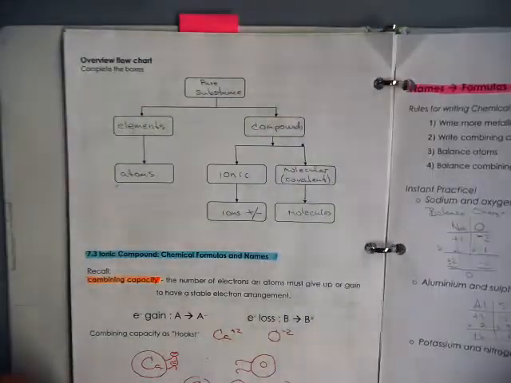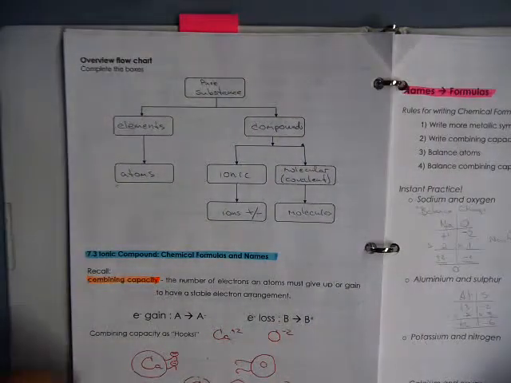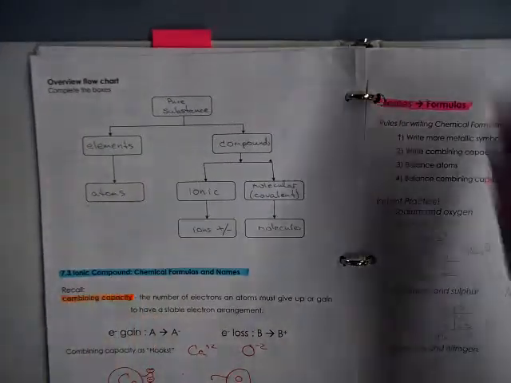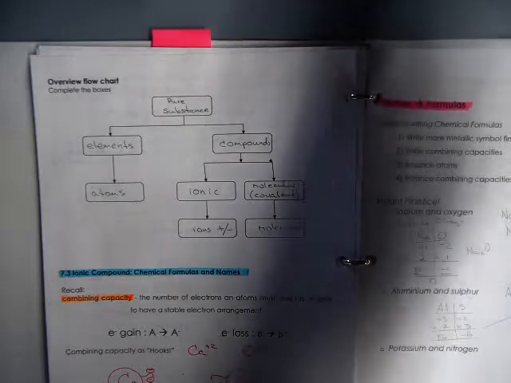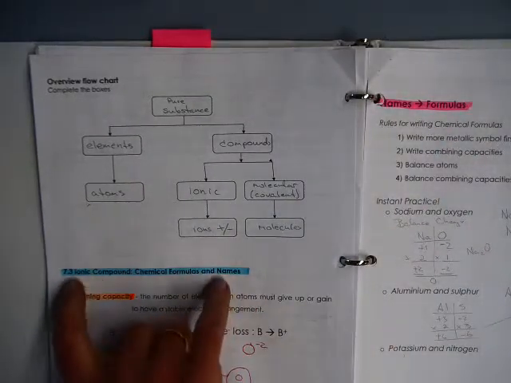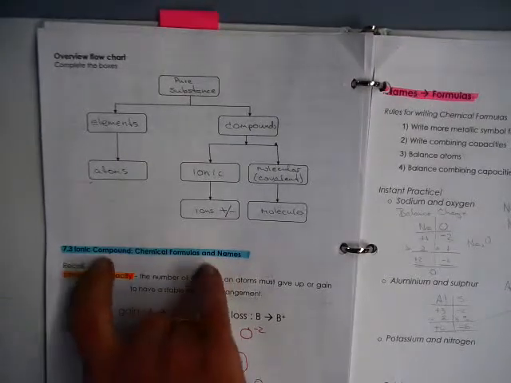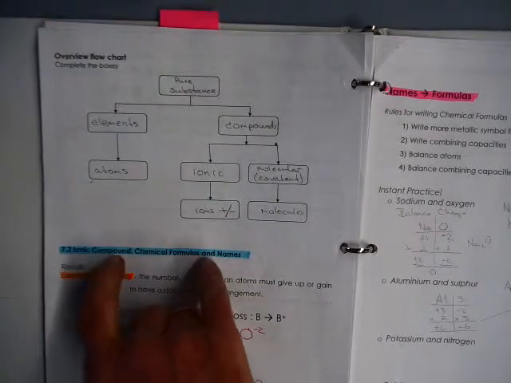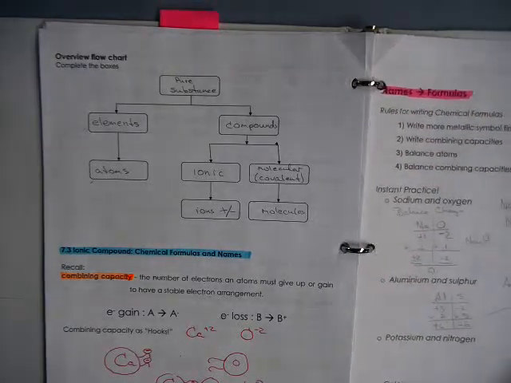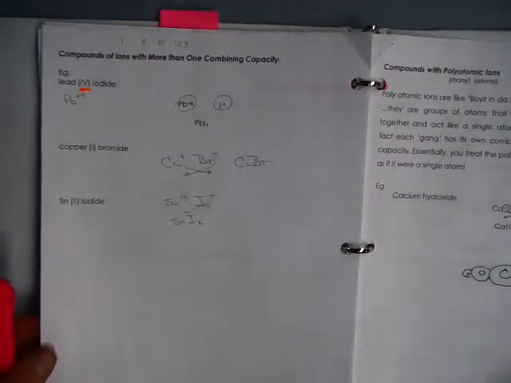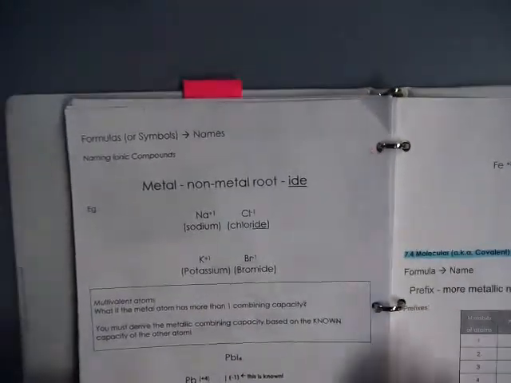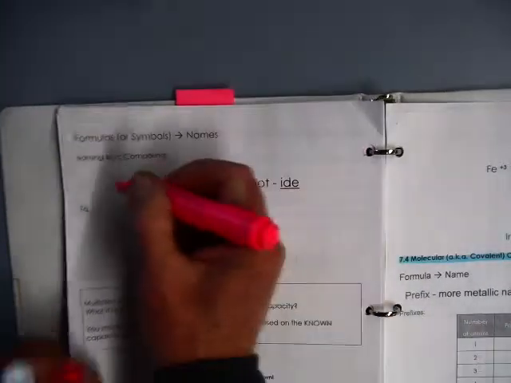Okay, let's just go back. I like to use different colors for headings because it helps me organize my thinking. So we are currently on 7.3, and we've done names to formulas. So now we're over here, and we're going to formulas to names.